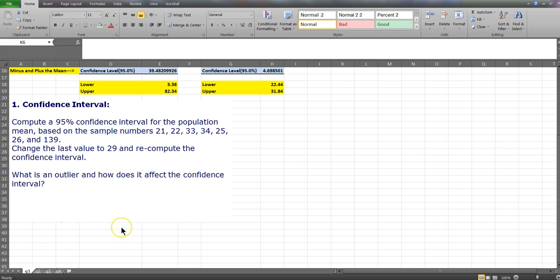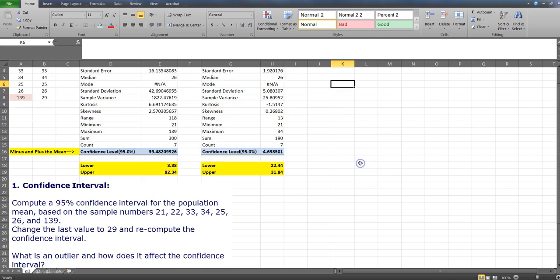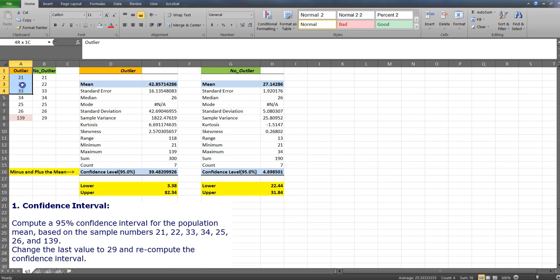So this first question is actually one of the easier ones. It's asking us to compute a confidence interval for the mean, given a sample of numbers, and it's actually two samples because we have to change one of the numbers. So what I did was I took the first set of numbers here, made a column, and then I made a second column here with the same numbers, knowing that we had to change this one outlier of 139 and change it to 29.